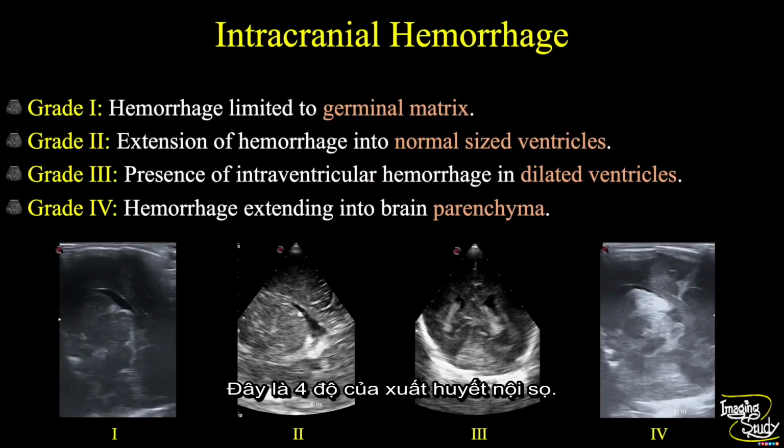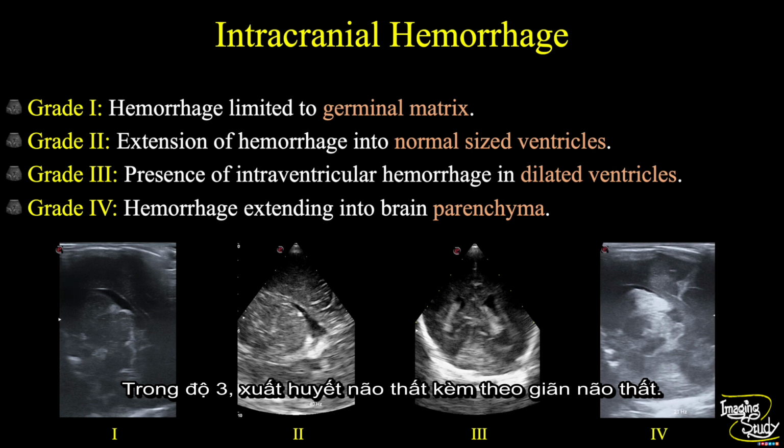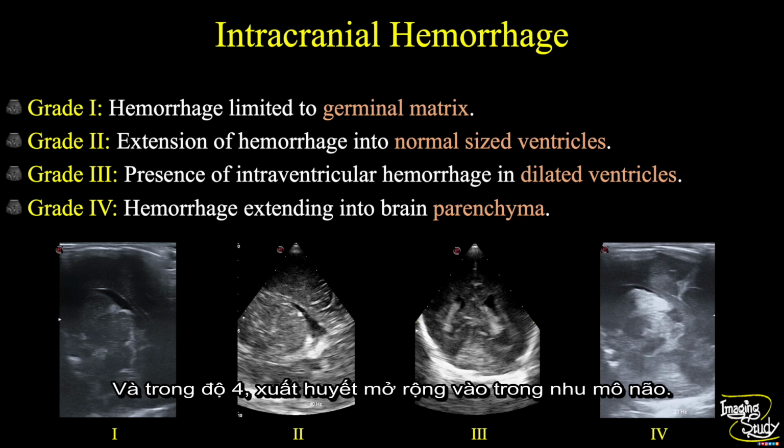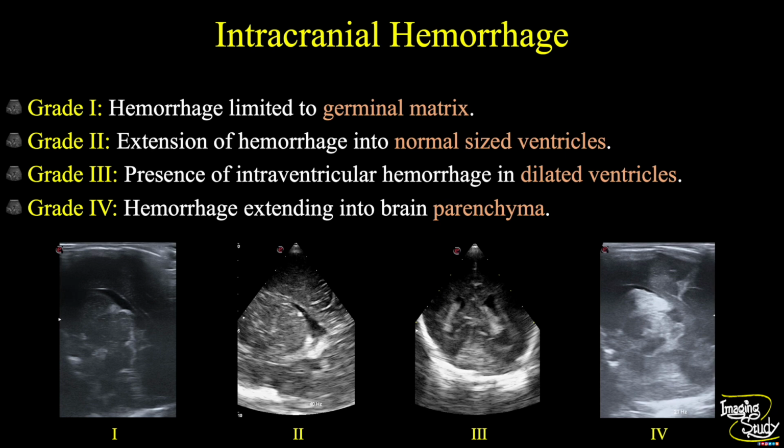So these are the 4 gradings of intracranial hemorrhage. You will get hemorrhage limited to the germinal matrix in grade 1. It will extend to the normal size ventricles in grade 2. The ventricles will be dilated in grade 3, and if hemorrhage extends to the brain parenchyma, it will be counted as grade 4.